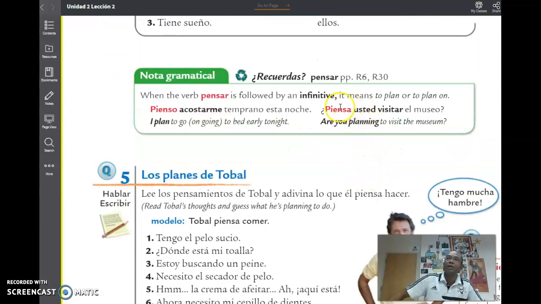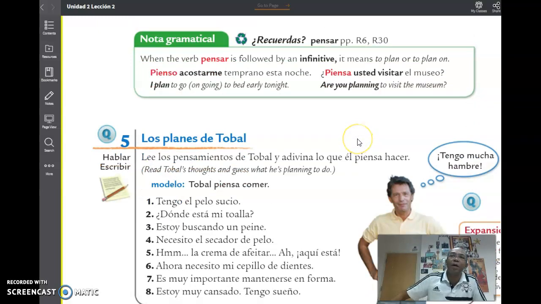Just a nota gramatical, es decir, when the verb pensar is followed by the infinitive, it means to plan or to plan on. Pienso acostarme. I plan on lying down, that's what it means, okay? Temprano esta noche. I plan to go to bed early tonight. ¿Piensa usted visitar el museo? Are you planning to visit the museum? So the verb pensar, which is to think, followed by another infinitive, means planning to do something. That's what it translates, okay?